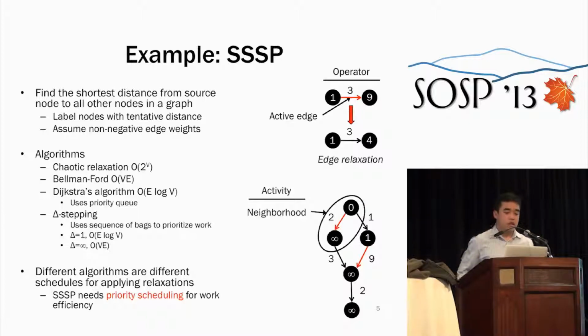Some terminology. I've already introduced the concept of an operator, like edge relaxation. It's applied at a certain site, an active edge or an active node. One instance of applying an operator at an active edge is an activity, and the area of the graph that's read or written by executing an activity, I'm going to call the neighborhood of that activity or operator.